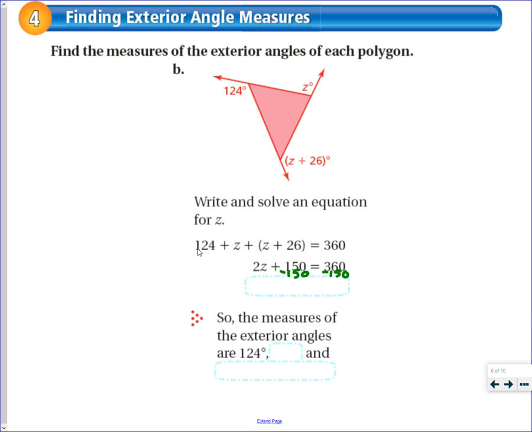And then after we do that, we will be dividing by 2. So that would give me, sorry, I didn't really leave enough space there, but the z then is 105. If the z is 105, that means this angle is just 105. We're good there. But in the other angle, I would have to do 105 plus 26. So that would be 131 degrees for both of those.